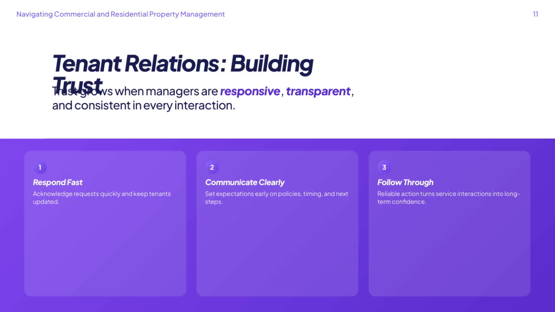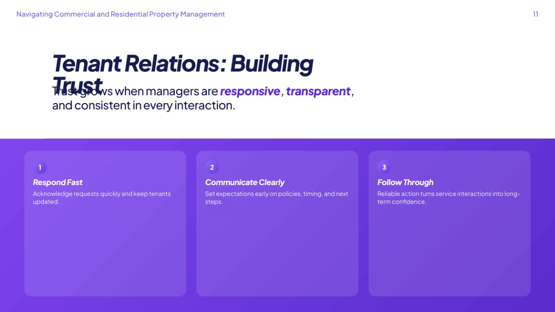Building strong tenant relations is all about cultivating trust. Trust grows when managers are responsive, transparent, and consistent in every interaction. The first key point is to respond fast. It's important to acknowledge tenant requests quickly and keep them updated regularly, so they know their concerns are being heard.